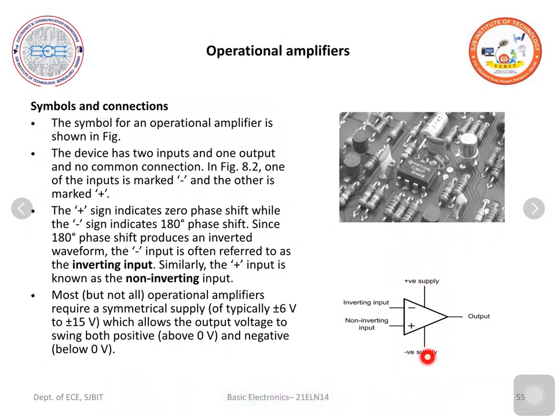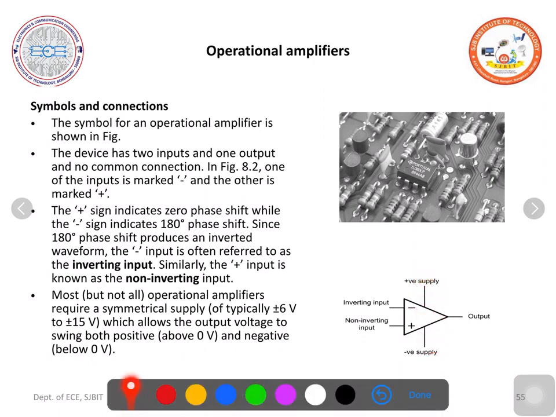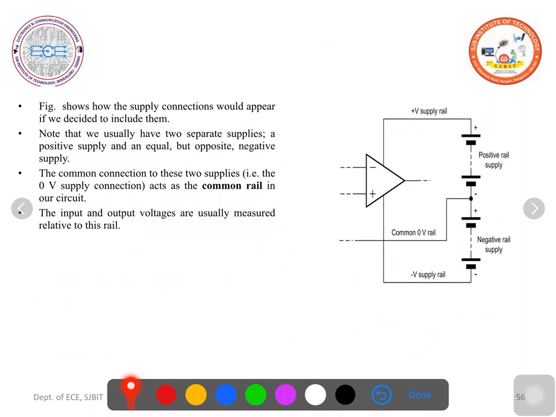This diagram shows how the supply connections would appear if we decided to include them. Usually even if you don't include the positive supply and negative supply, there is no issue. But it is better to write the positive supply and negative supply here. In a bigger circuit, if the circuit diagram is huge, then we can neglect this. But neglecting this doesn't mean that we don't connect the supply; the supply will always be there.